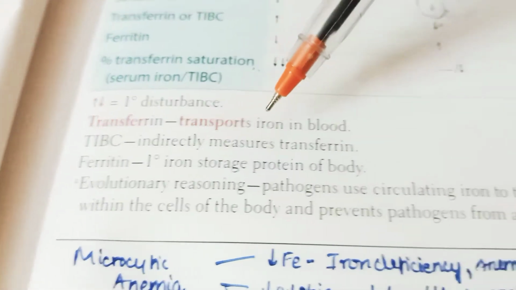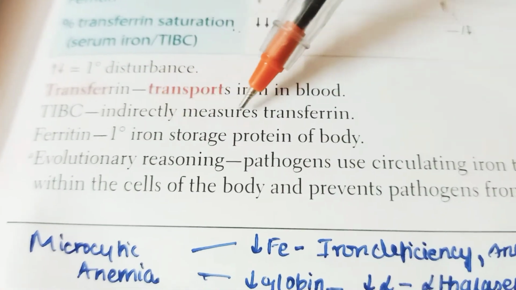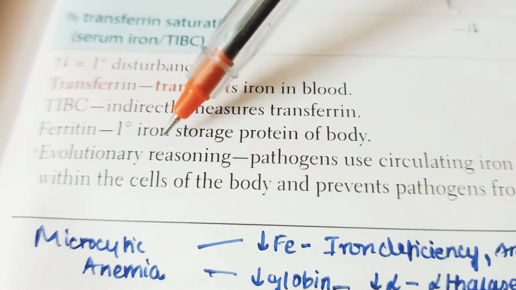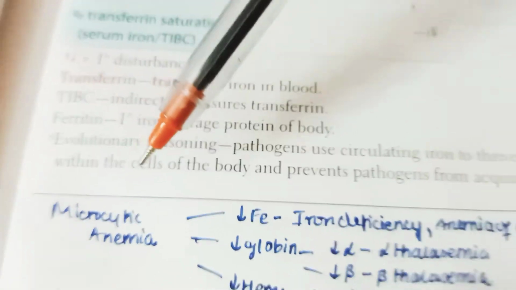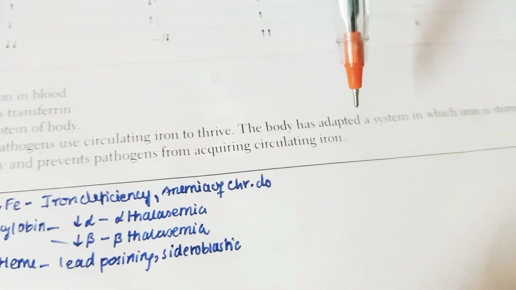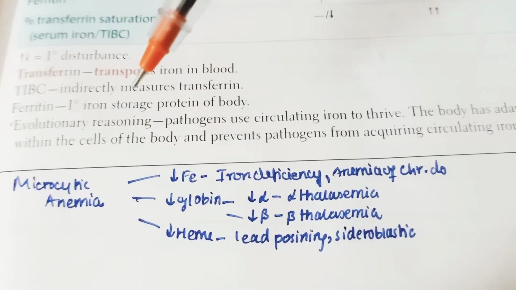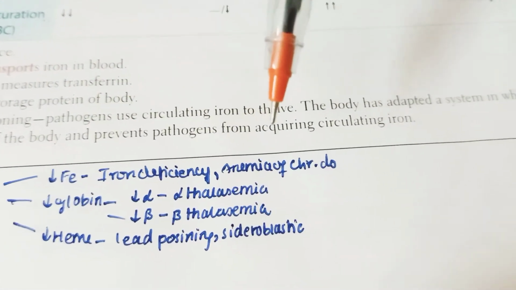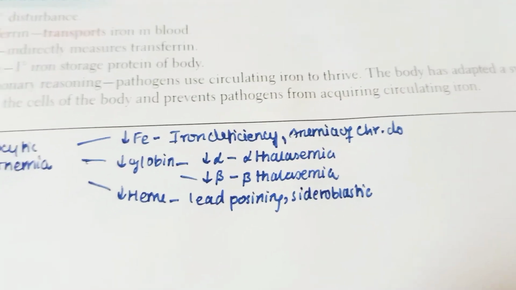Okay, so next you can see transferrin transports iron in blood. TIBC is indirectly measuring the transferrin. Ferritin is the primary iron storage protein of the body. The evolutionary reasoning: pathogens use circulating iron to thrive. So the body has adapted a system in which iron is stored within the cells of the body and prevents pathogens from acquiring circulating iron. Okay, very clear.